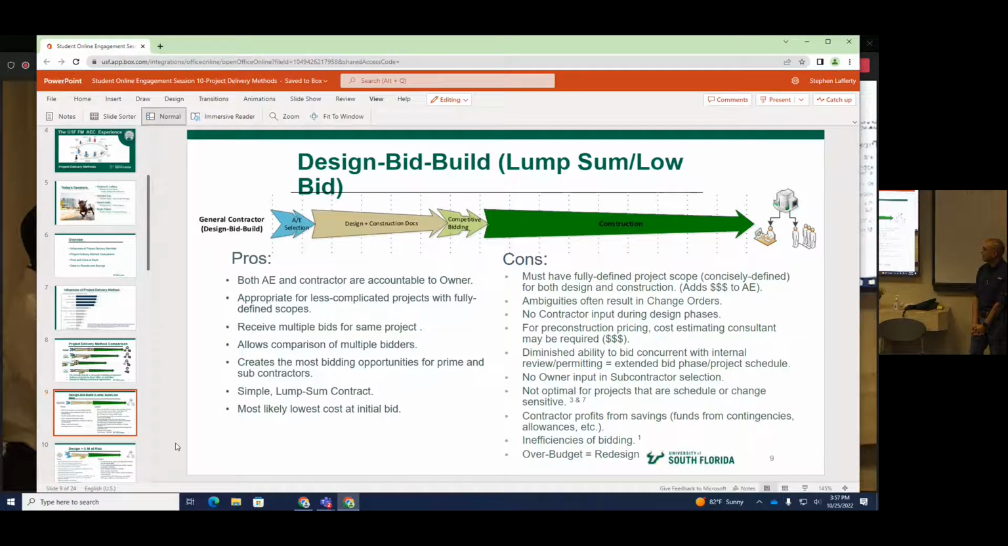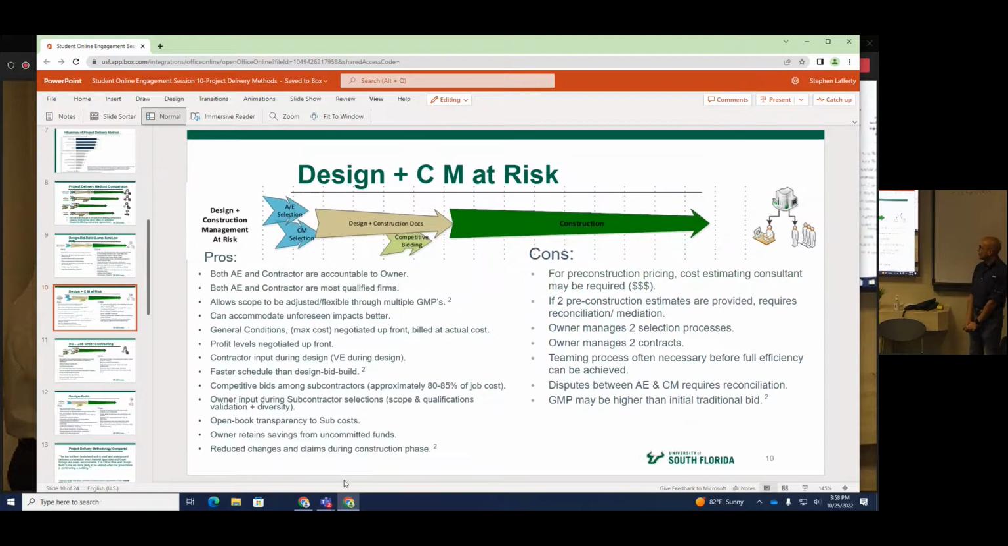We'll get in a little bit some of the pros and cons and what the research says about this delivery process a little bit later. But we'll jump to design and construction manager at risk. And so again, this is how the Honors College is being delivered.